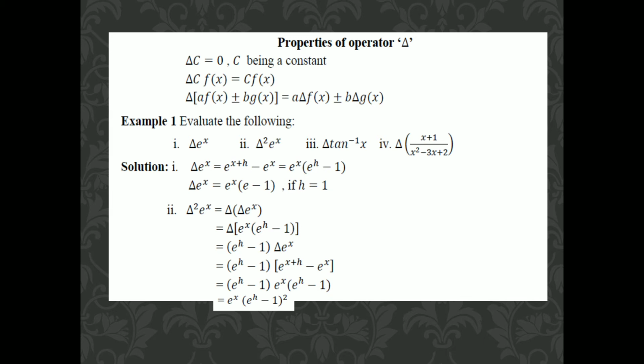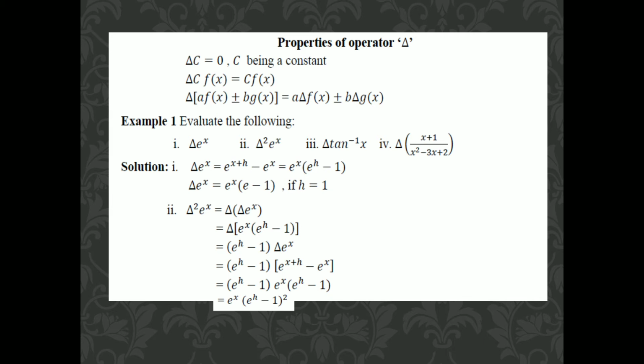We have to evaluate here, first, delta e raised to x; second, delta square e raised to x; third, delta of tan inverse of x; and fourth, delta of (x plus 1) upon (x square minus 3x plus 2). So let's take the solution of all these examples one by one.